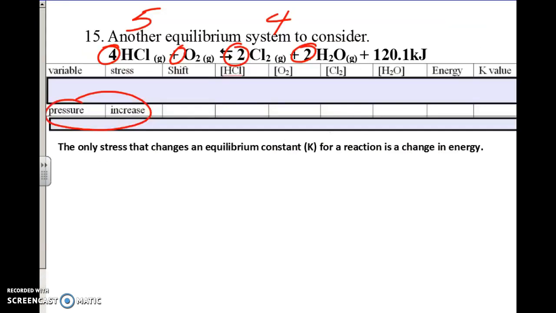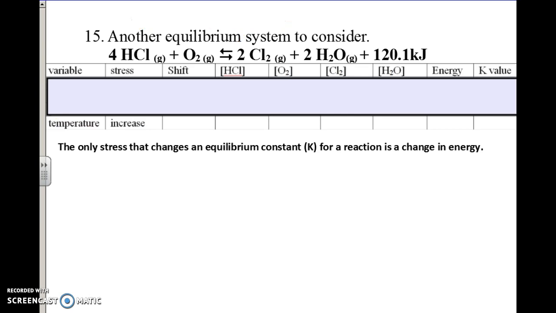So let me erase this right here. Again, we're increasing the pressure, so it should shift to the side with less pressure. There will be less pressure with 4 moles of gas. So it's going to shift that way. So I put an arrow there. Our hydrochloric acid would go down, our oxygen would go down, our chlorine would go up, our H2O would go up, our energy would go up, and our K value would be a no change. So NC, no change. Again, try the next problem before you move on.